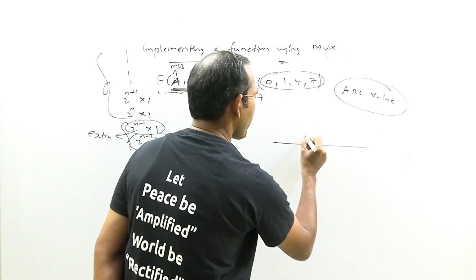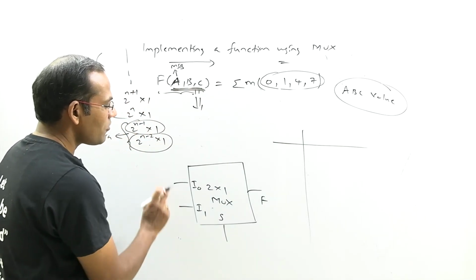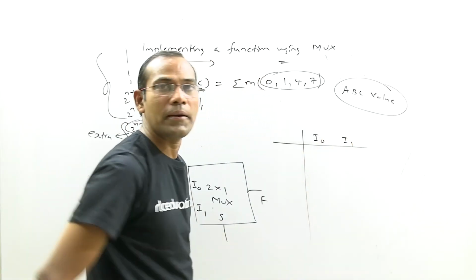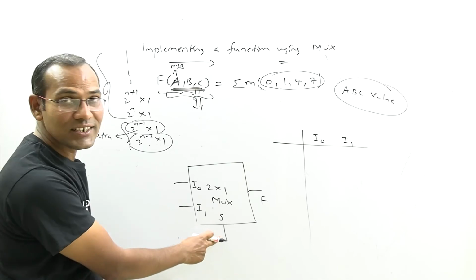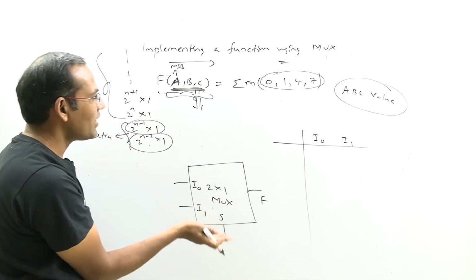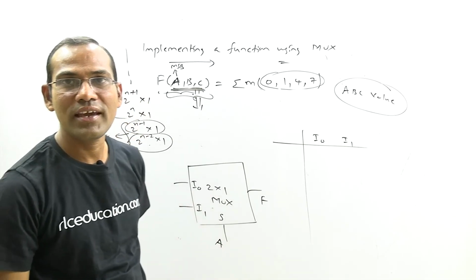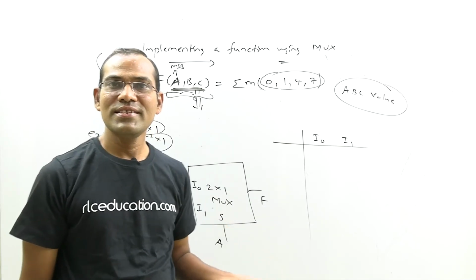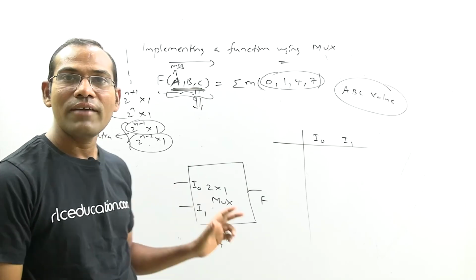We form one table. Here only two inputs I want to find, I0, I1. Always this side is the inputs I want to find. So here three variables are there, but only one selection. So out of these three, one will be connected here. It doesn't matter, you can choose A, B, C, doesn't matter. Here I am choosing A. So remaining variables are BC. They are connected to I0 and I1.